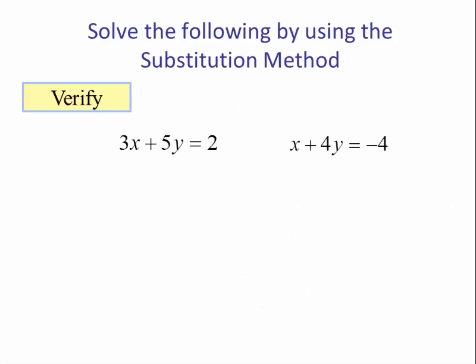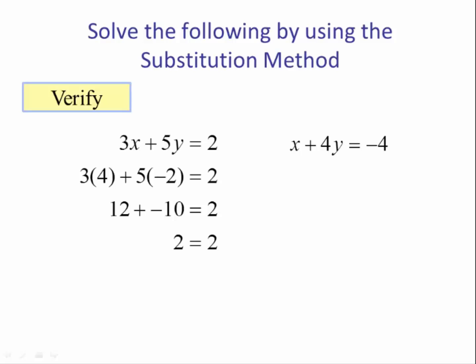To verify this, we substitute the values in for x and y. So we have x equal to 4, y equals negative 2. The quantity on the left-hand side should equal 2. 3 times 4 is 12. 5 times negative 2 is negative 10. 12 plus negative 10 is positive 2. It checks for the first equation. For the second equation, we have 4 plus 4 times negative 2. That should equal negative 4. 4 plus negative 8 is negative 4. And the left-hand side equals the right-hand side. It checks. So we have verified the solution.